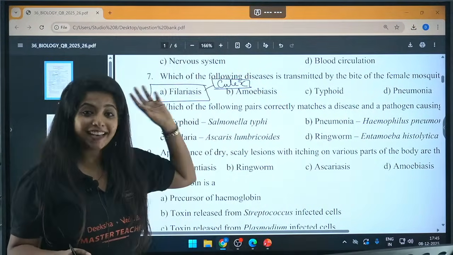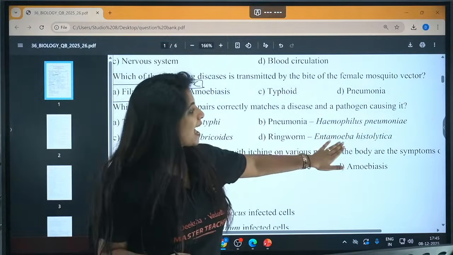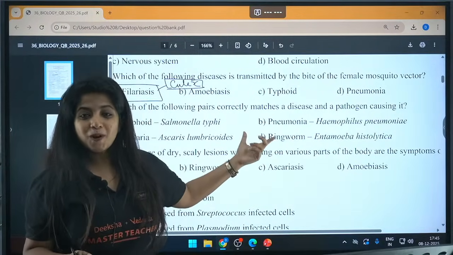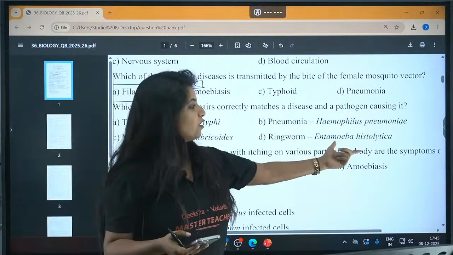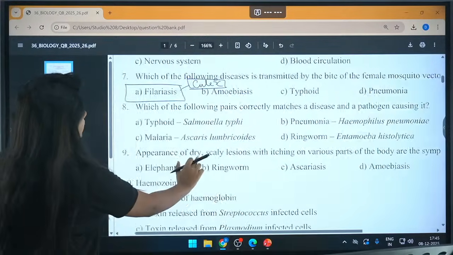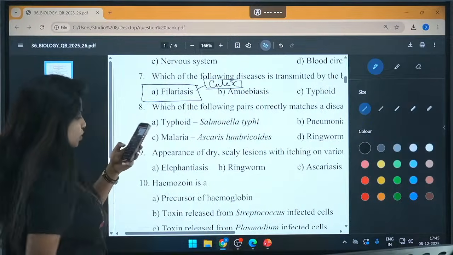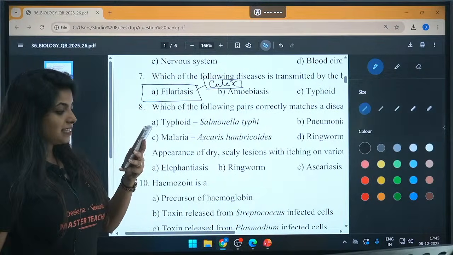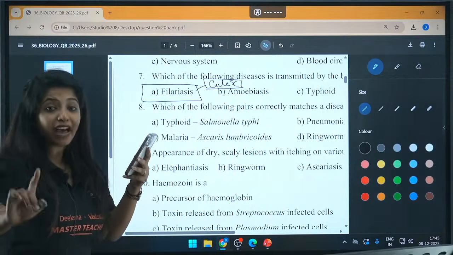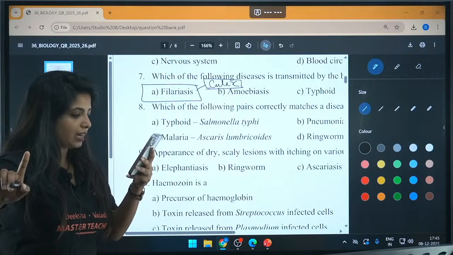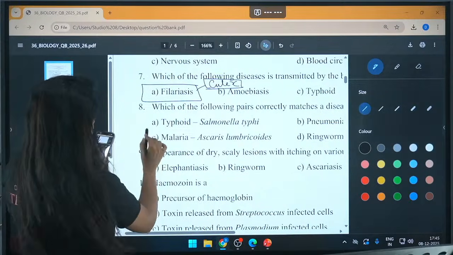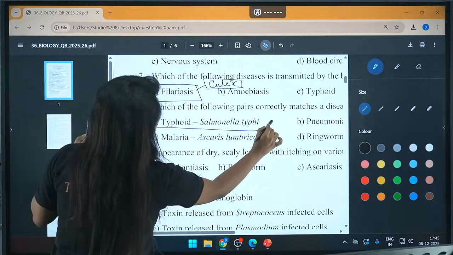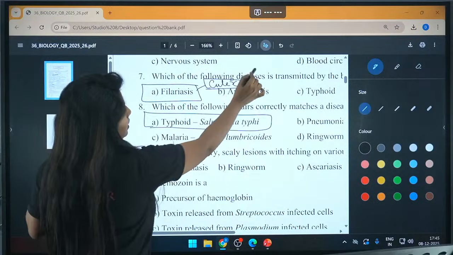Ascaris causes ascariasis. Now, ringworm disease and Amoeba histolytica. Ringworm disease is a fungal disease. It's not caused by Amoeba histolytica. So, your only answer for this question is what? Puttaraju, Karthik, A. Bhagu also A. Mansi says A. Yes, I will explain. Putta, don't worry, I'll explain. Vidya also says the answer is A. Yes, it is A.